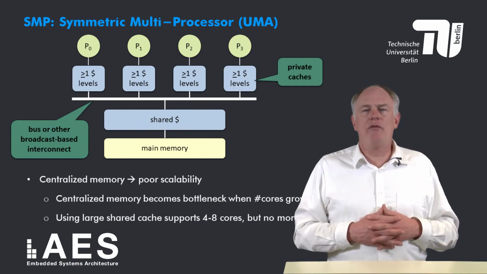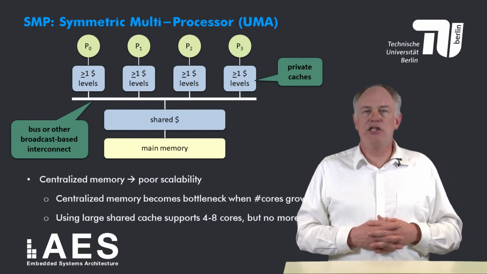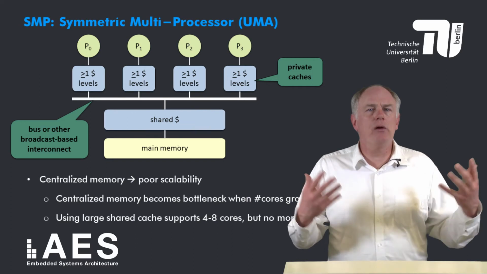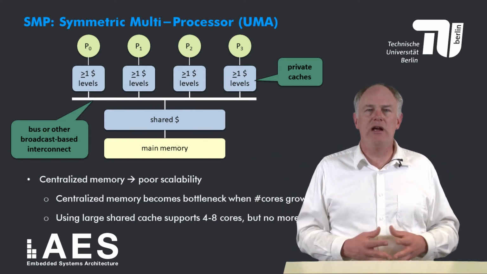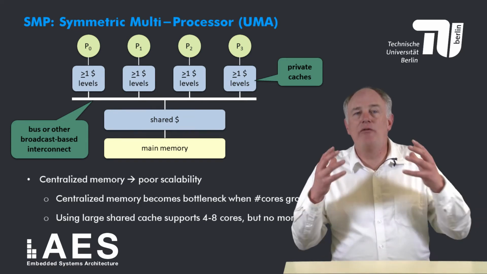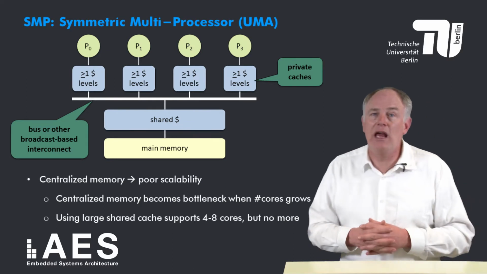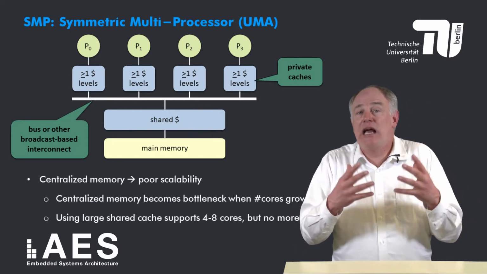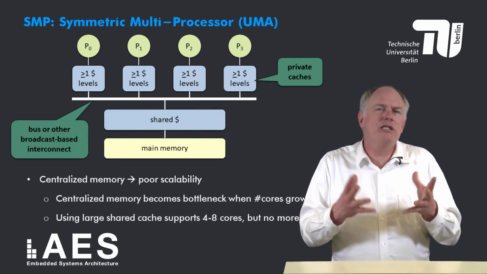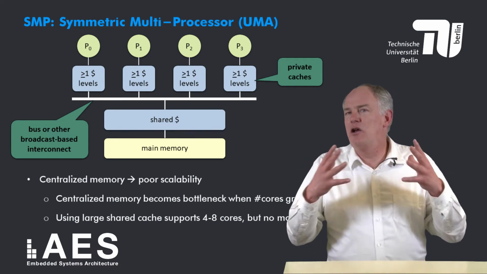The main problem of this organization is that it has a centralized shared memory, which becomes a bottleneck when the number of cores increases. To alleviate this bottleneck, designers have provided a large shared cache between the interconnect and the memory, and experience has shown that it can support up to 4 to 8 cores, but unfortunately not much more.